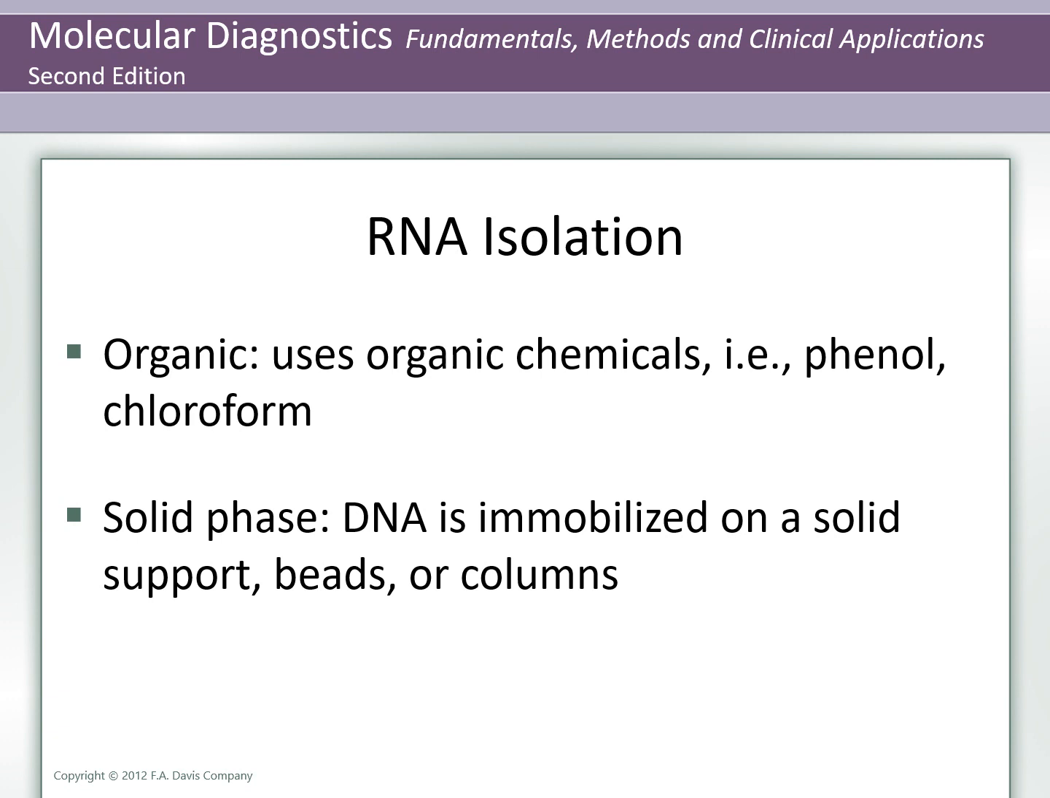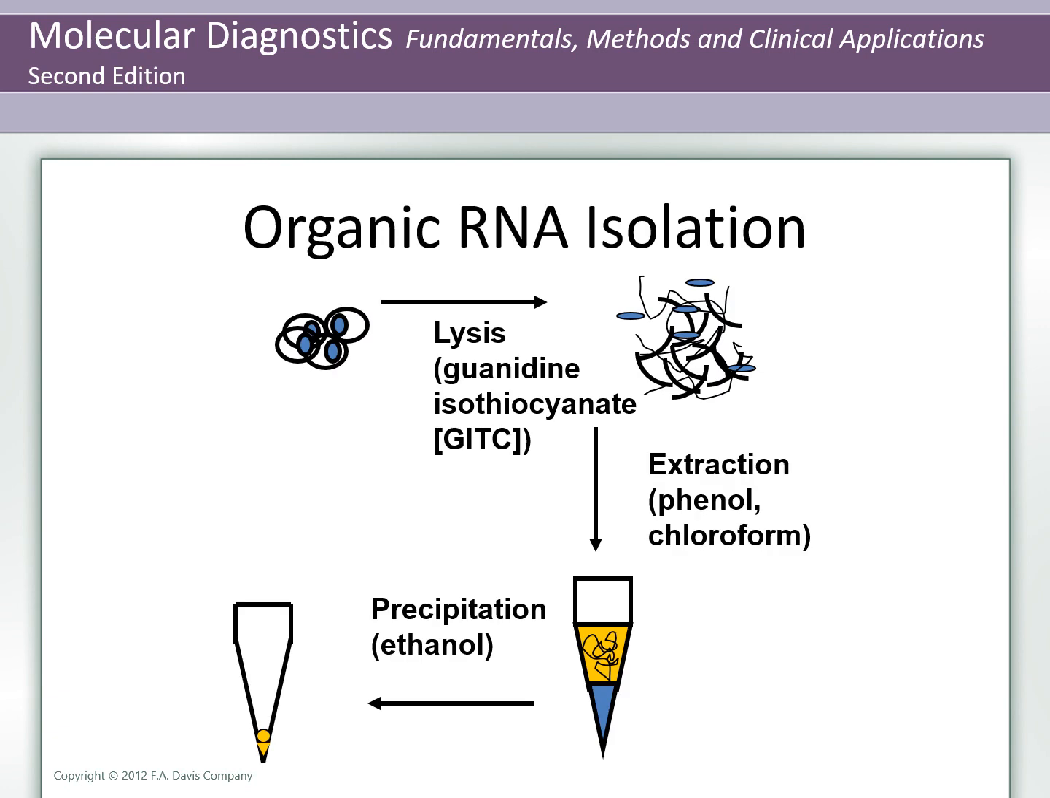RNA isolation methods include organic, which uses organic chemicals such as phenol and chloroform, and solid phase, that utilizes solid support beads or columns in which the DNA is immobilized. In the organic RNA isolation procedure, the first step is cell lysis. This is performed in detergent or in phenol in high salt or an RNase inhibitor. The RNase inhibitor used is guanidine isothiocyanate, also known as GITC.